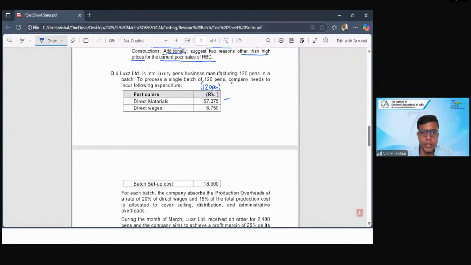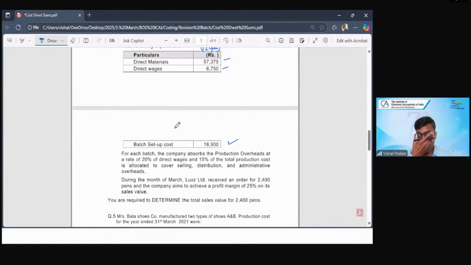Okay. Material, labor, and the batch setup cost. So this is a question of batch costing. We did one of job, we did another of contract. Now we are doing the third type of costing, or the third type of cost sheet, which is of batch. When it is batch, you will see a type of cost which is not there in other cases, that is the batch setting up cost.